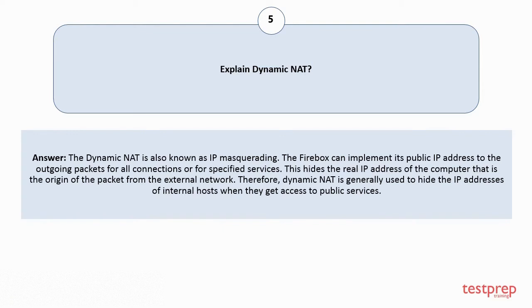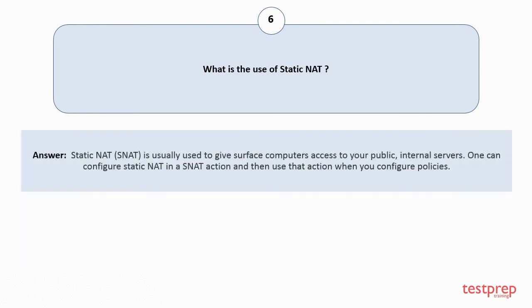Therefore, dynamic NAT is generally used to hide the IP addresses of internal hosts when they get access to public services. Question number 6, what is the use of static NAT? Your answer is: static NAT is usually used to give service computers access to your public, internal servers. One can configure static NAT in a SNAT action, and then use that action when you configure policies.